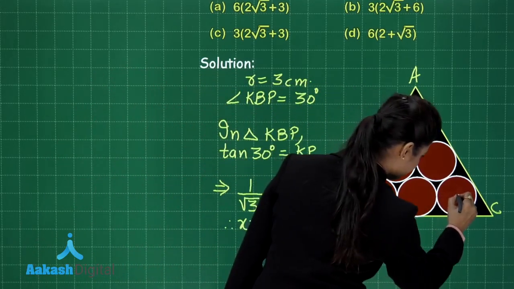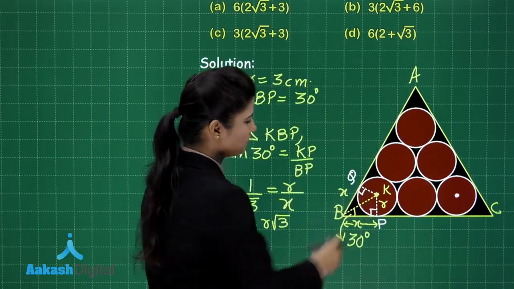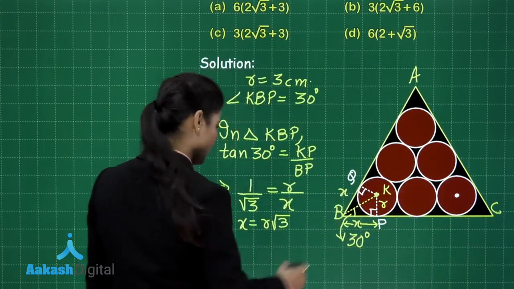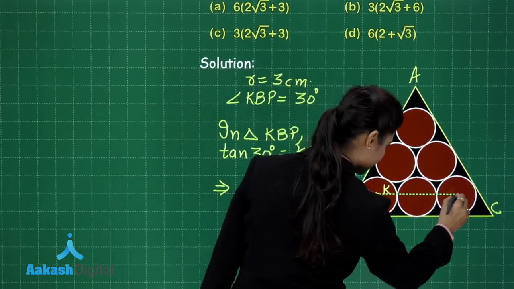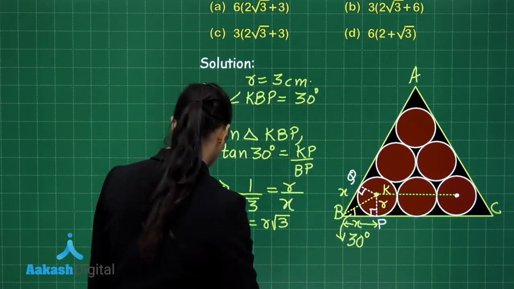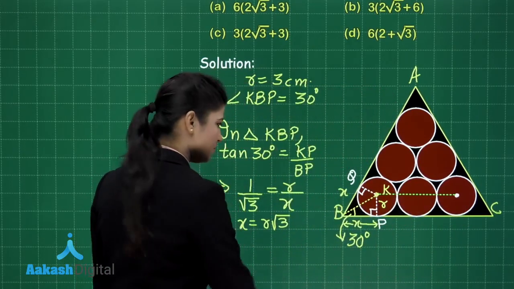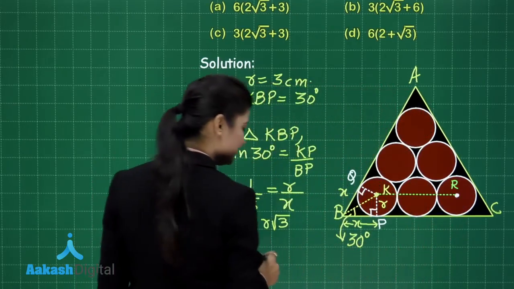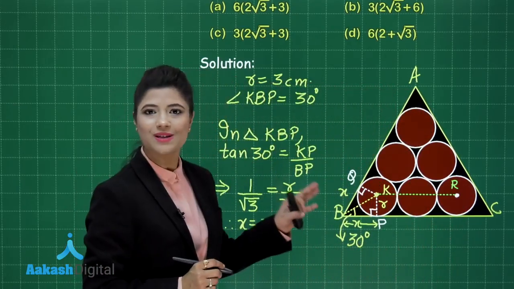Now let's observe this point of the circle. Here also lies the center. These circles, at the base we have 3 circles which are touching each other. If I join this, what will be this length? Here if I consider this to be point R, in this case what will be the length of this KR?